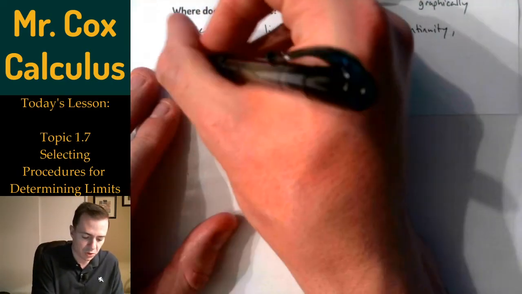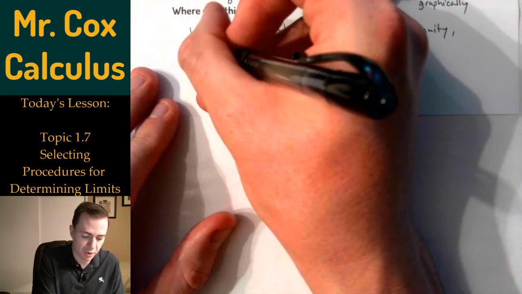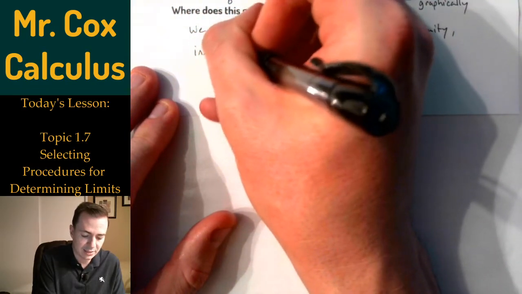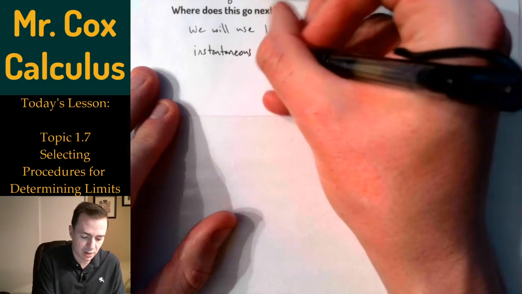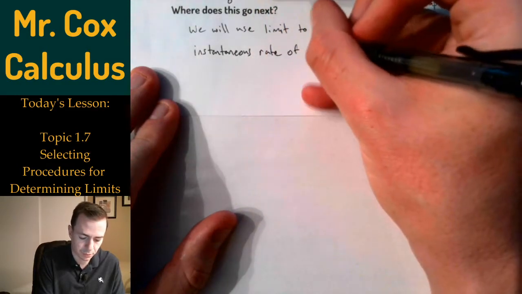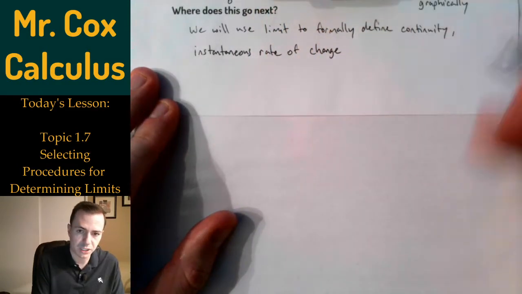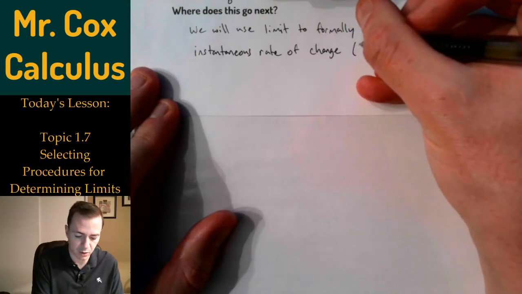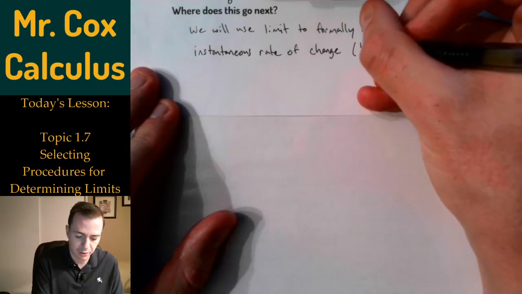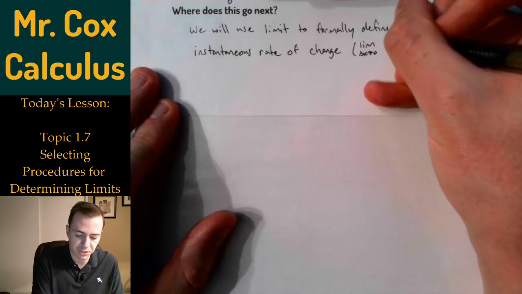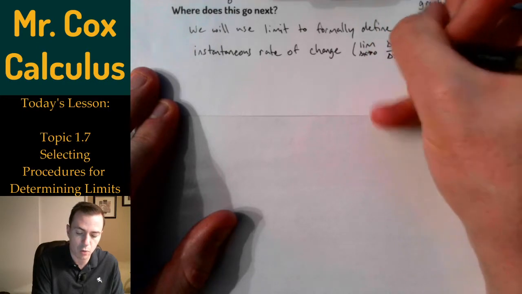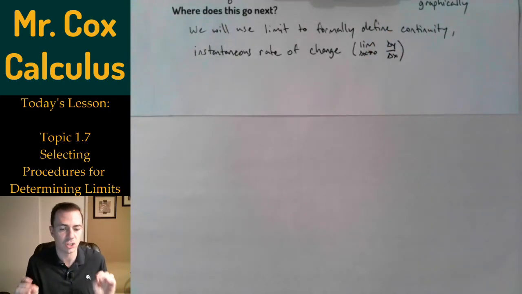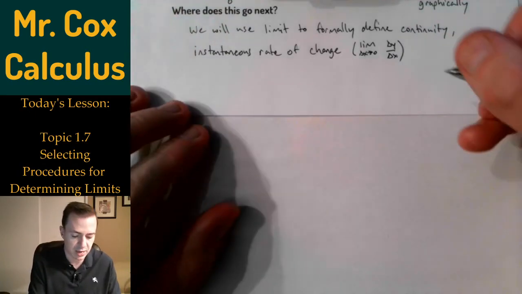And then remember, we're still trying to build up to this moment where we can talk about instantaneous rate of change. We're still trying to get to this point here where we can talk about the limit as delta x approaches 0 of our change in y over change in x, that very first topic we looked at here in AP Calculus.